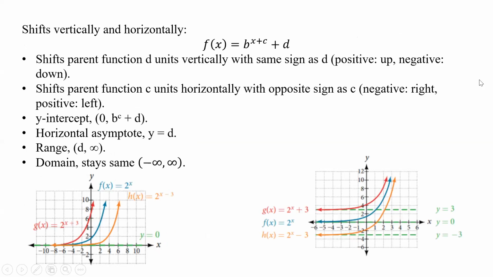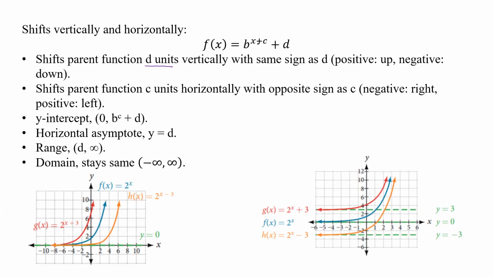So let's start with our vertical and horizontal shifting. If we put both of them together at one time, we'll have b to the x plus c, then plus d. And again, like we said, when we have d units added, we're going to move up, and if we subtract it, we're going to move down. That part is our vertical shift, up or down. And then the c part is basically your sign. So if it's x minus c, we're going to move to the right. And if it's plus c, we're going to move it to the left.